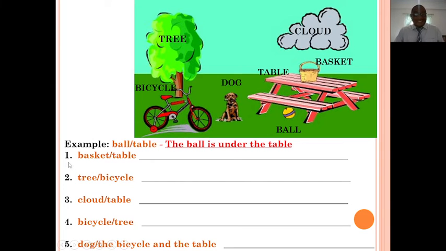Okay, exercise number 1 is basket and table. So let's look at the basket and the table. This is our basket and this is the table. So let's make a sentence using the 2 words. So where is the basket?